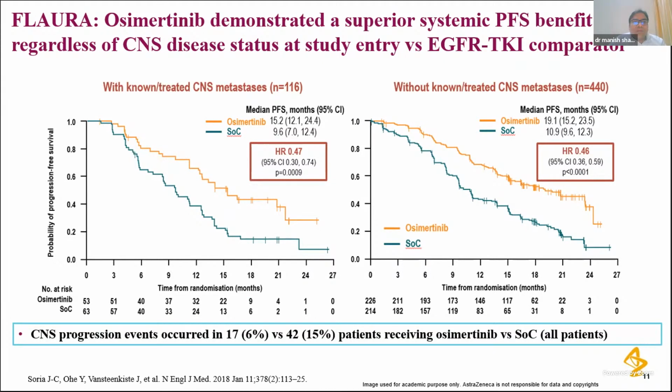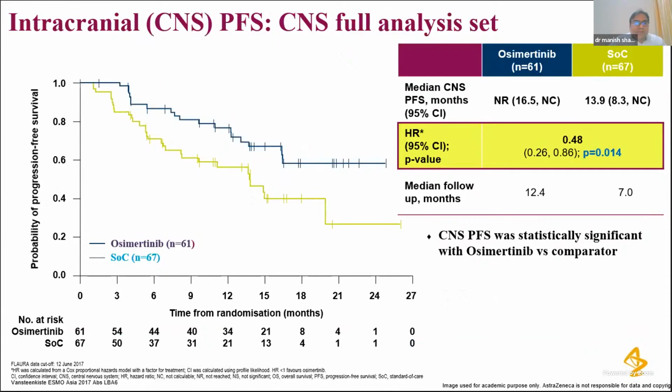This trial also demonstrated that patients with known CNS metastasis also have a good amount of progression-free survival. With known or treated CNS metastasis, osimertinib showed a median PFS of 15.2 months versus standard of care, which is 9.6 months, and the hazard ratio was statistically significant, 0.47. And in those without known or treated brain metastasis, osimertinib had a median PFS of 19.1 months, and the standard of care had a median PFS of 10.9 months.